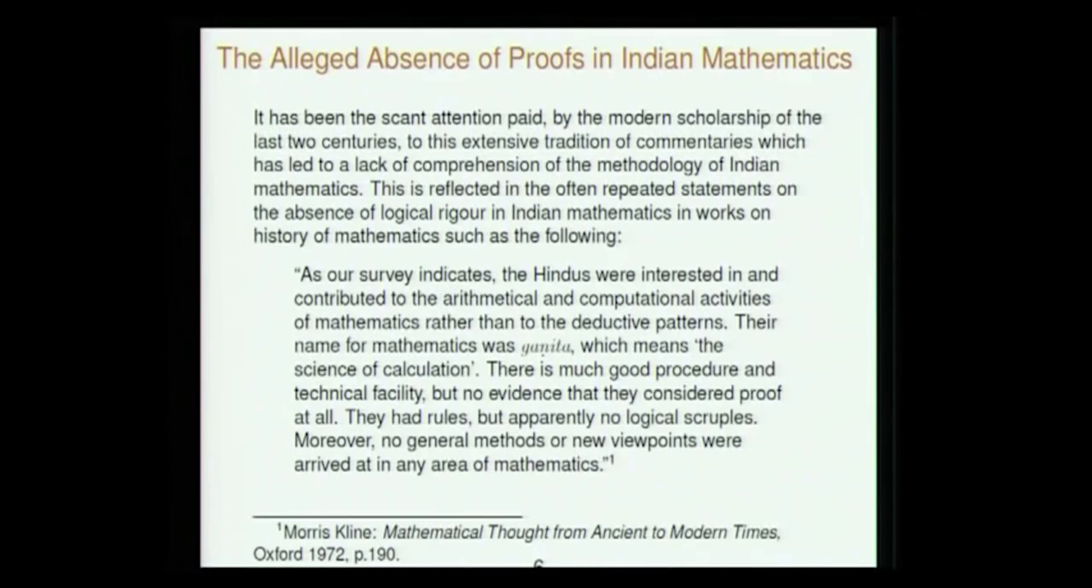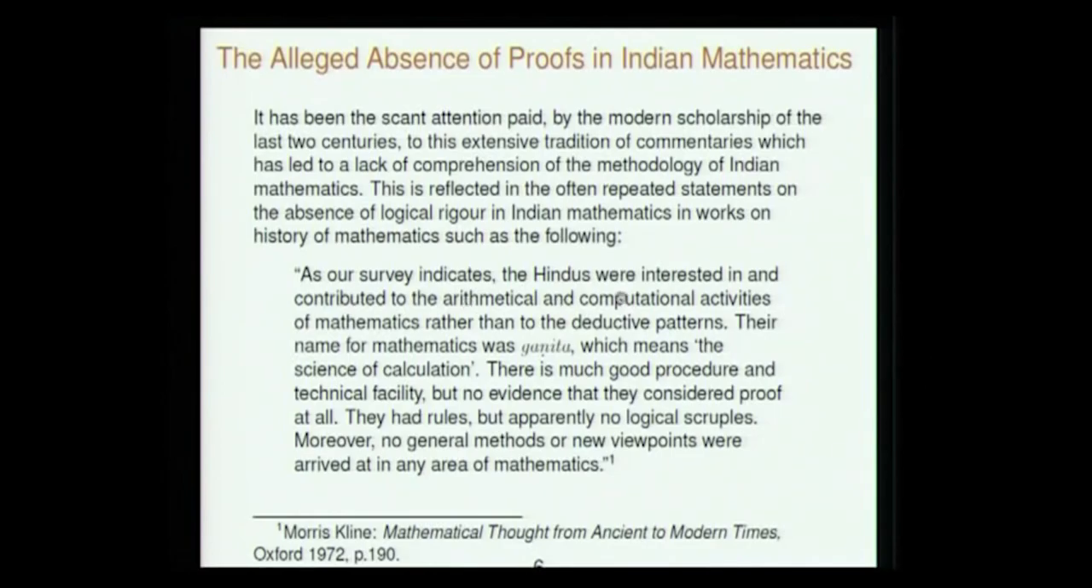And therefore, it is this scant attention paid by modern scholarship of the last two centuries to this extensive tradition of commentaries which has led to a lack of comprehension of the methodology of Indian mathematics, and this is often reflected in bland statements that you will find in many of the general history books of mathematics. So, if you open any general history of mathematics, you are likely to come across a statement like this. This I have taken from Maurice Kline. It is a book of about 1000 pages, Mathematical Thought from Ancient to Modern Times.